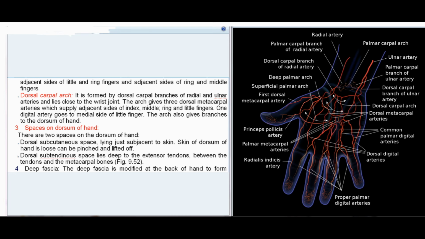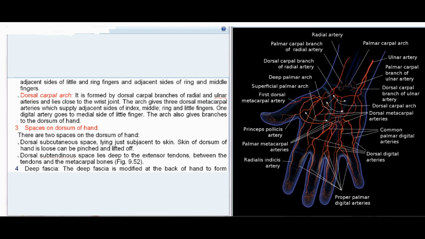Dorsal carpal arch: it is formed by the dorsal carpal branches of the radial and ulnar arteries and lies close to the wrist joint. The arch gives 3 dorsal metacarpal arteries which supply adjacent sides of the index, middle, ring and little fingers. 1 digital artery goes to the medial side of the little finger. The arch also gives branches to the dorsum of the hand.